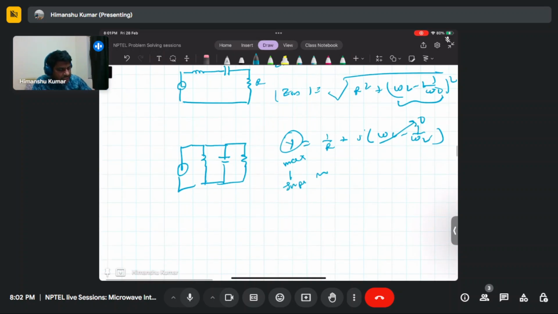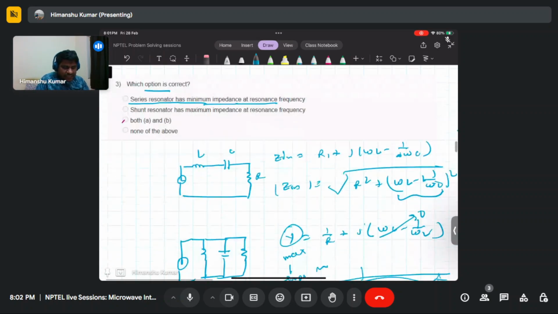And the impedance Z in will be equal to the inverse of this admittance, so you can write that as 1 by the square root of (1 by R square plus (omega C minus 1 by omega L) whole square). So to answer this question: a series resonator has a minimum impedance at the resonance frequency, and a shunt resonator has a maximum impedance at the resonance frequency. So both answers are correct, and the correct option is both.